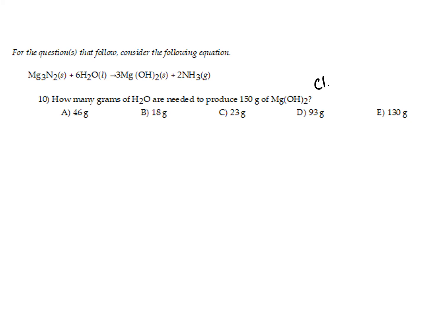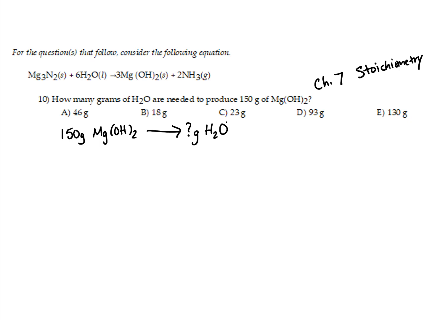This is also from Chapter 7, and it's a stoichiometry problem, where we're given the mass of one compound, and we need to figure out how many grams of another compound are needed, or how much we're going to produce, that kind of thing. This is the question. We've got 150 grams of magnesium hydroxide. How much water do we have to make that?